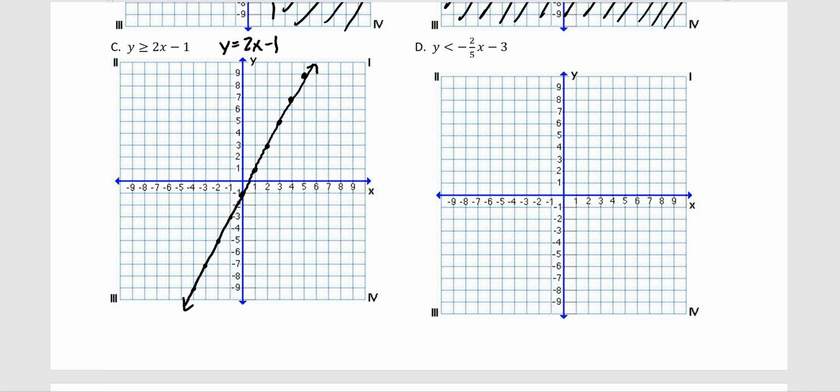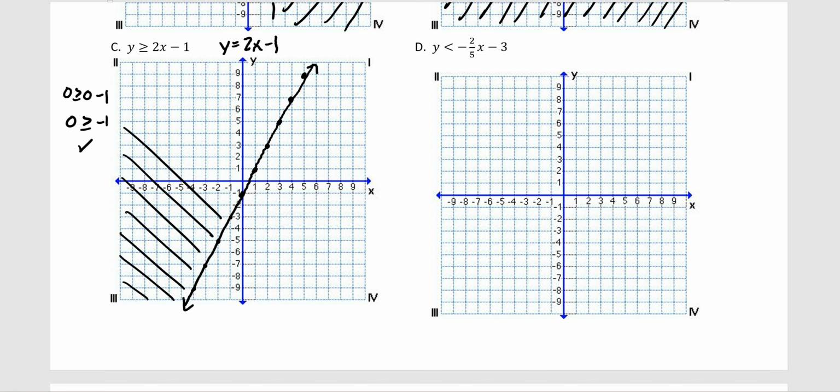And now my test point, plug in 0, 0. So I would say 0 is greater than 2 times 0, which is 0, minus 1. Is 0 greater than or equal to negative 1? Yes, it is. 0 is greater than or equal to negative 1, so I would shade the side that has 0, 0, which would be this side up here. So go ahead and shade above that line. Beautiful.